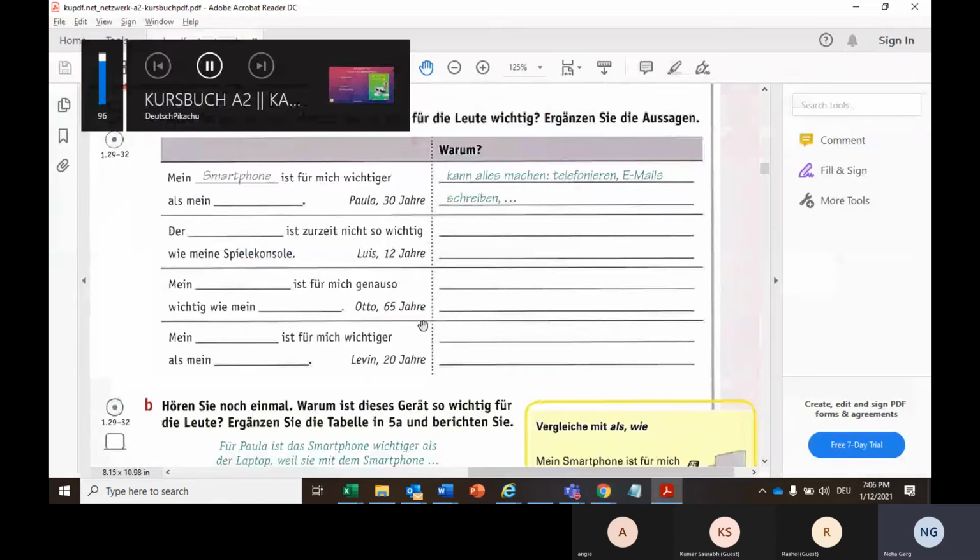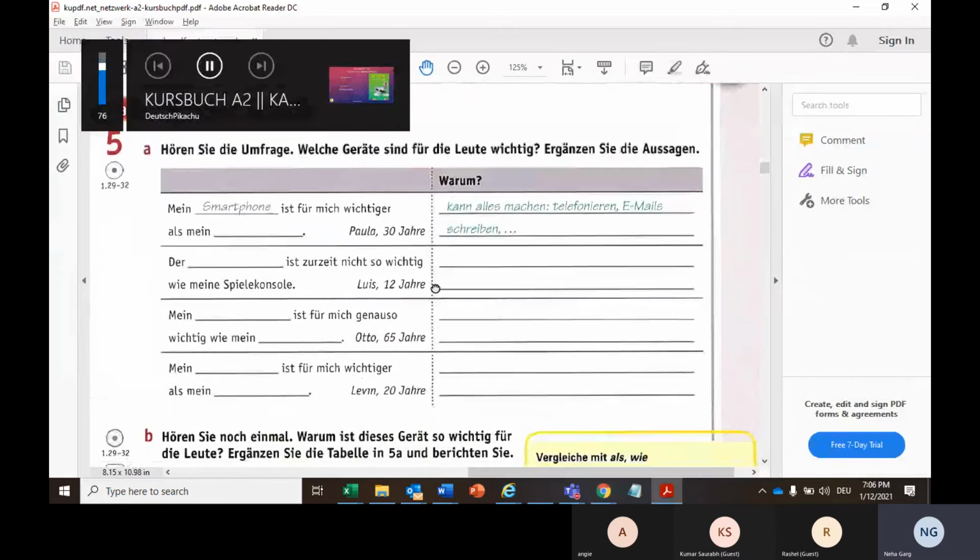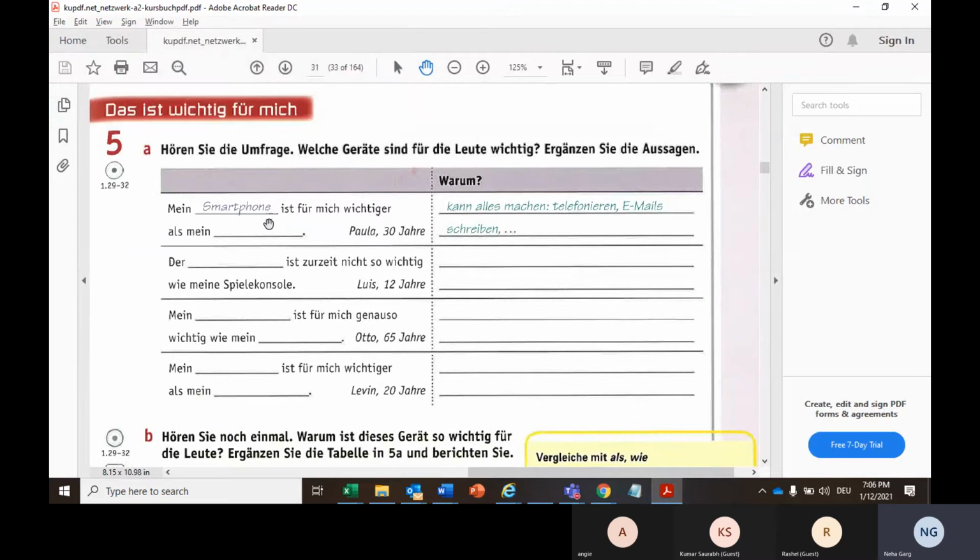Aufgabe 5a und b. 1. Wir kaufen ja immer mehr Geräte. Viele Leute haben einen Fernseher, einen Computer, vielleicht noch einen Laptop, ein Smartphone, eine Spielekonsole und, und. Welches Gerät ist besonders wichtig für Sie? Und welches brauchen Sie vielleicht gar nicht? Und warum? Wir haben uns mal umgehört.